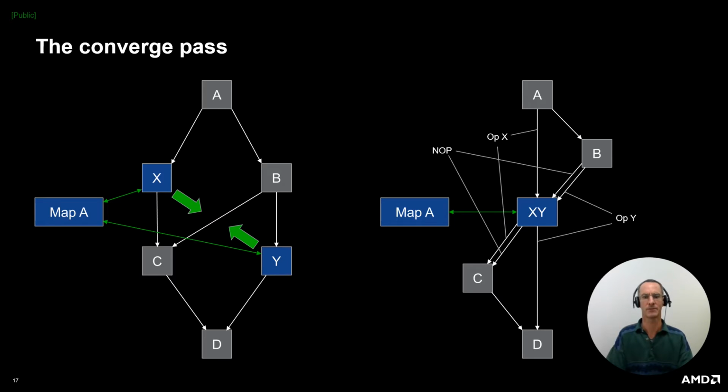Any map access we want to perform happens at the XY node. In the case where we don't need to perform a map access, we still pass through the XY node, but perform a no-op when we get there.